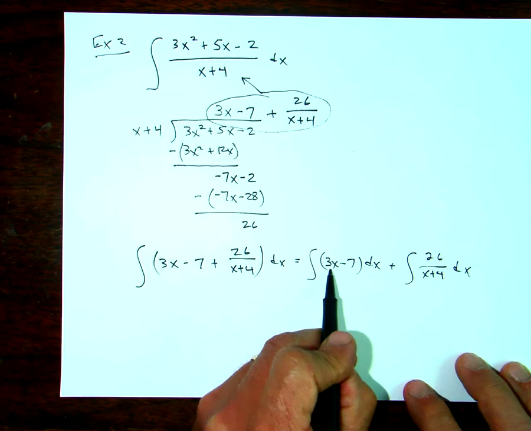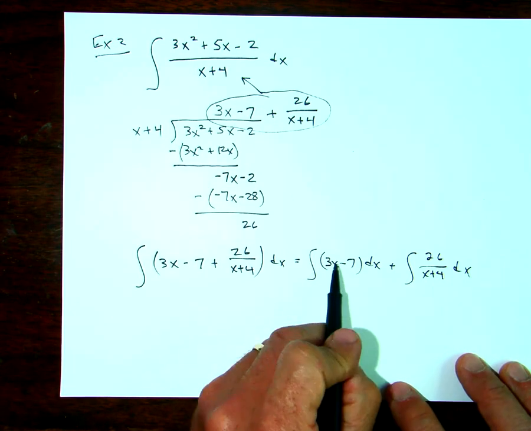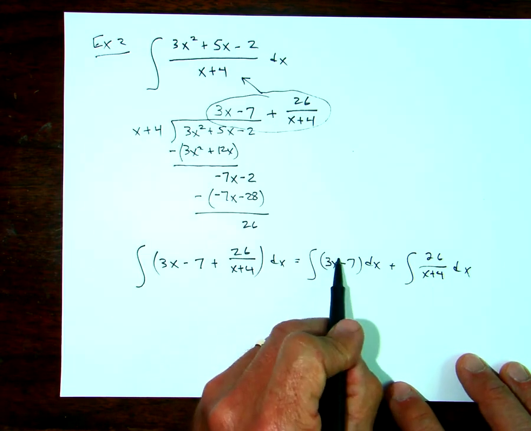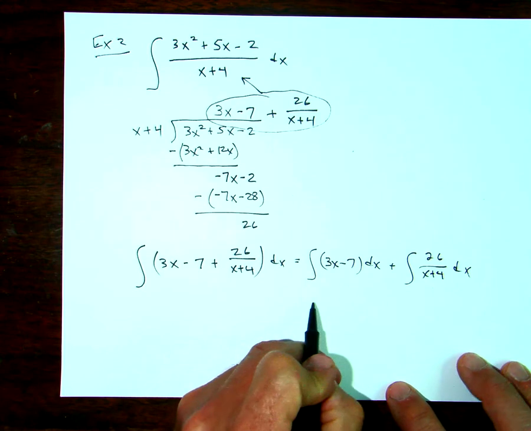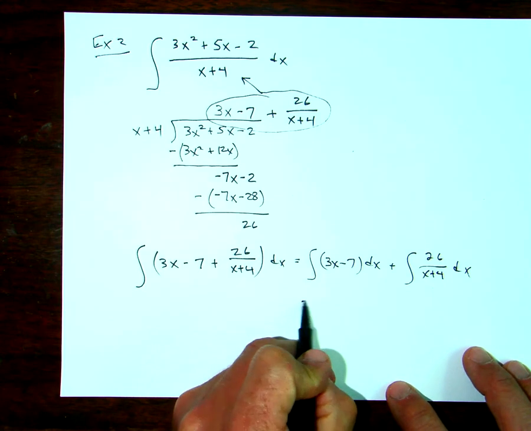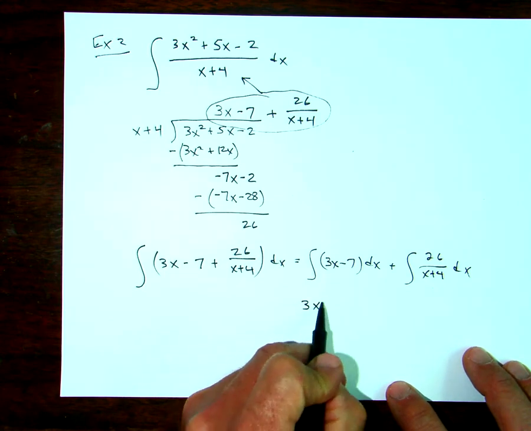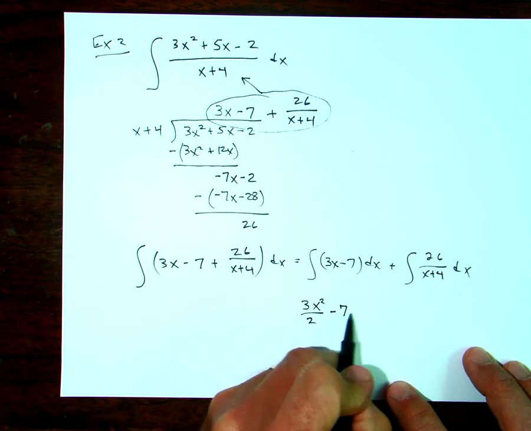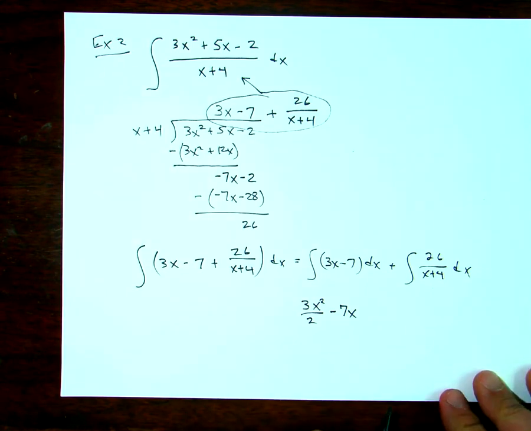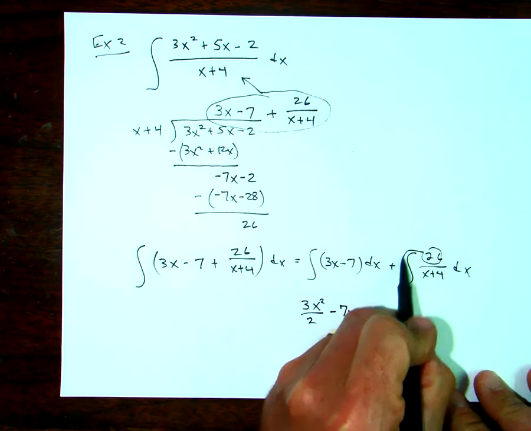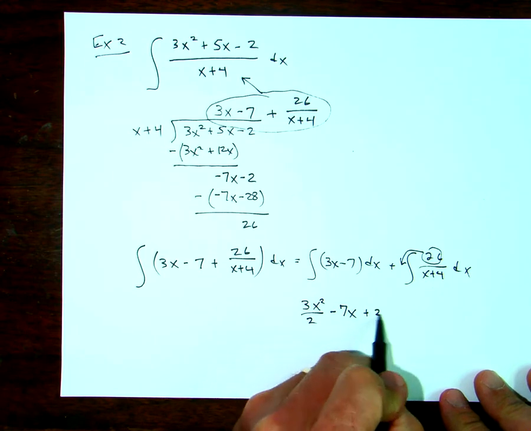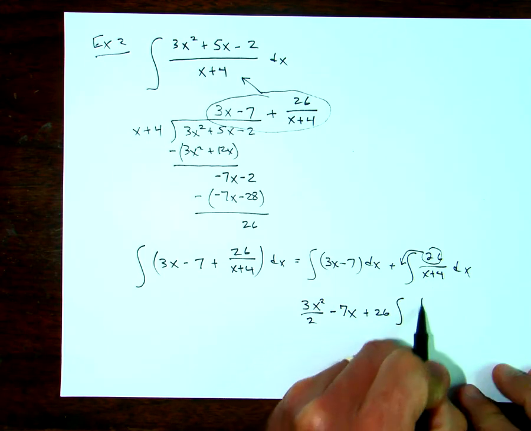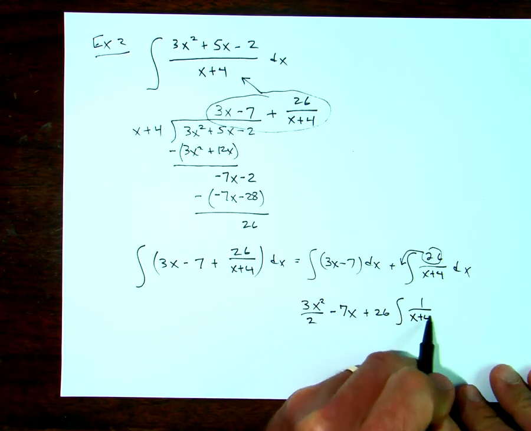So here, the antiderivative of 3x, I add 1 to the exponent and divide by my new exponent, so that's going to give me 3x squared over 2 minus 7x. And now let's think about what we're going to do with this. We can bring that 26 out front, right? So I've got plus 26 integral of 1 over x plus 4 dx.